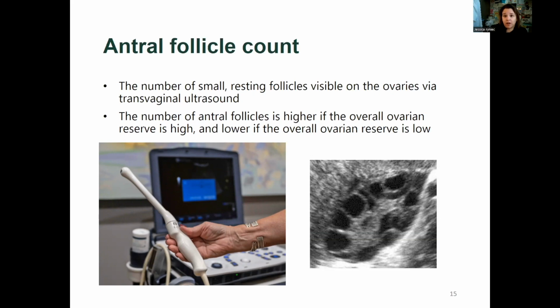And one of those follicles, typically if you're ovulating, will grow, release, and ovulate. And the rest of them, as I said, don't roll over, so they die. And then depending on the size of your bank account, your withdrawal may be larger or smaller. And that is why the antral follicle count helps us. The antral follicle count is higher if the overall ovarian reserve is high, and lower if the overall ovarian reserve is low.